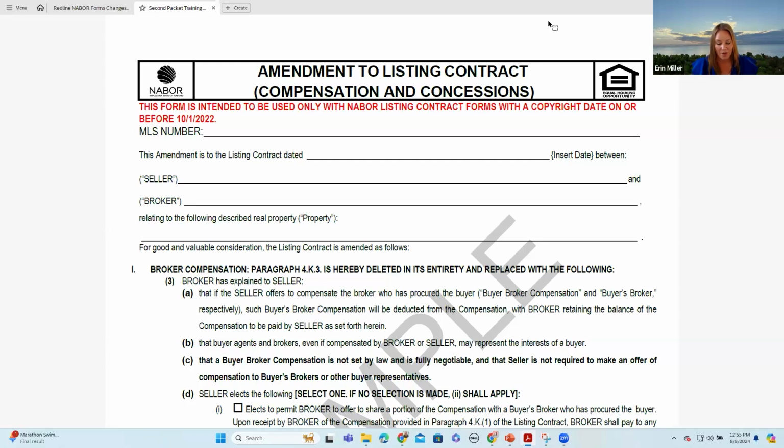The first form we're going to talk about is the amendment to listing contract. Note that this form, if you see in the big red language, is intended to be used only with NABOR listing contract forms with a copyright date on or before October 1st, 2022. So again, if you've got a current listing with a copyright date of on or before October 1st, 2022, you can use this amendment to listing contract. And the second form is the broker compensation disclosure.